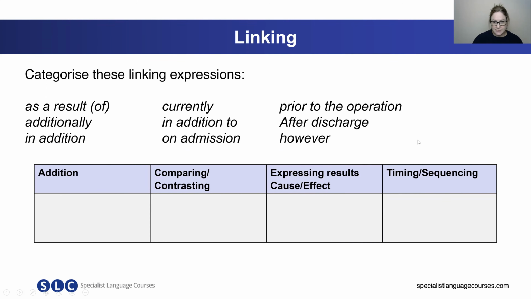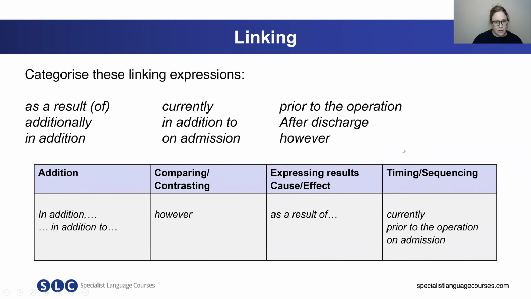Let's take a look at the answers. So, addition. There are several linkers of addition. These are the most common ones, in addition or perhaps additionally. Now, notice how we use them in a sentence. So, in addition is followed by a comma and then the phrase. And this usually goes at the beginning of a sentence. The same with additionally. In addition to is slightly different. It goes in the middle of a sentence, okay? And there is no commas.